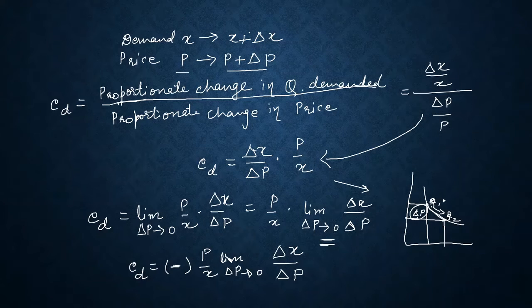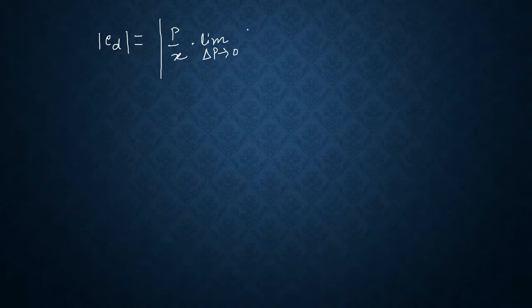And of course we are always interested in the absolute value of elasticity of demand. So we put a modulus sign. Mod elasticity of demand is equal to modulus of p upon x, limit delta p tends to 0, delta x upon delta p. This is the absolute value of elasticity of demand.